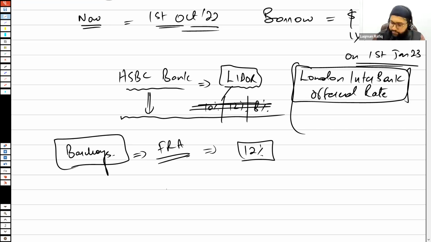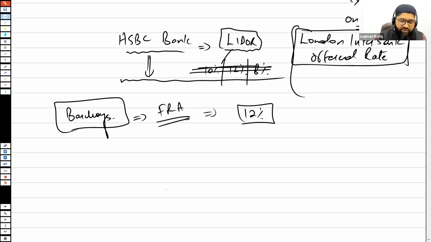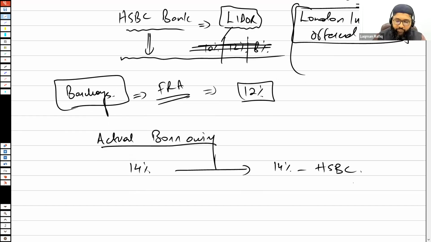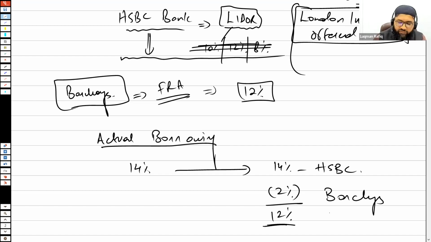Now, what does it mean? This means Barclays is telling you that, look, if your actual borrowing is 14%, you pay 14% to HSBC, and we at Barclays are going to pay you 2%. So resultingly, you would stand at 12%. Your net position is going to be 12%.